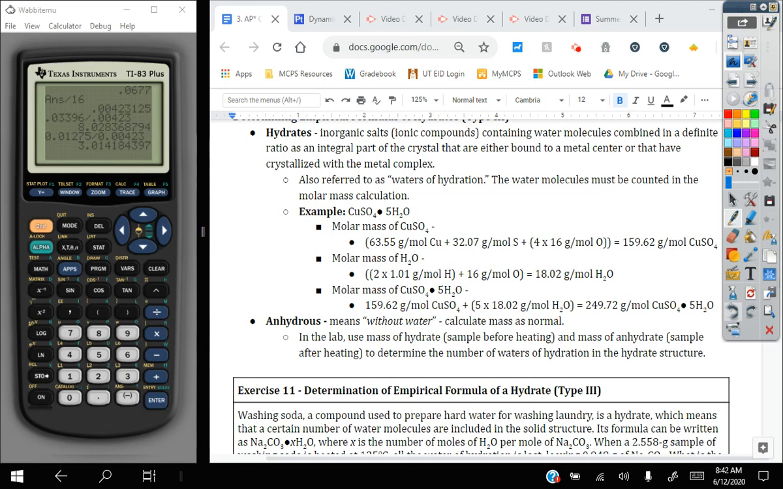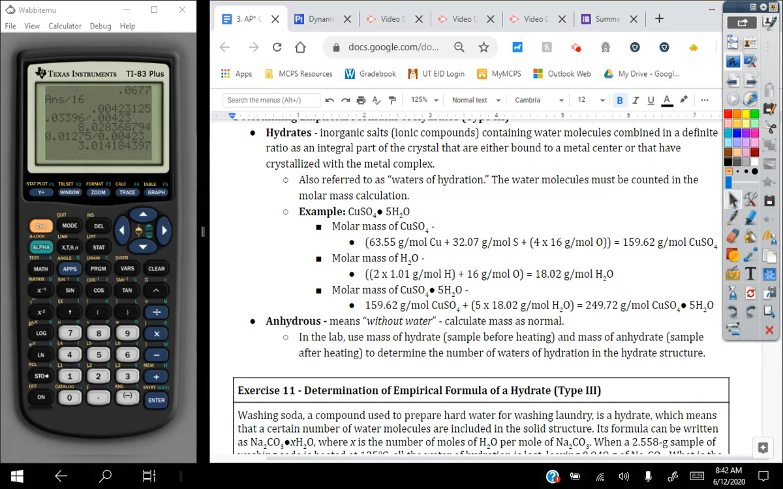In the lab, what we're going to do is use the mass of a hydrate. We know that water, when it's heated above its boiling point, will evaporate. So we'll heat our sample of our hydrate, and as a result, the water will be driven out of the hydrate compound until it forms an anhydrate. So we measure the mass of our hydrate before heating and the mass of our anhydrate after heating, and then we can use that to determine the number of waters of hydration in the hydrate structure.